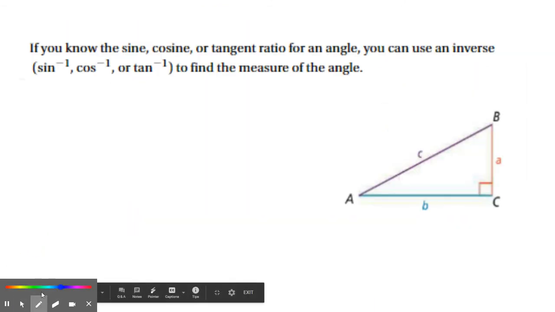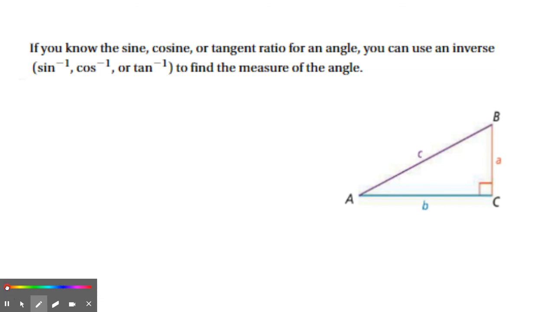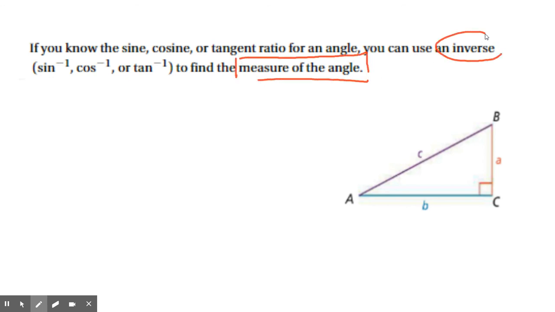Now, when we do our problems, there are two types of problems. Sometimes you're looking for a side length, and sometimes you're looking for an angle measure. If you're trying to find the measure of an angle, you need to use inverse trig. That is these three notations: sine to the -1, cosine to the -1, tangent to the -1, inverse sine, cosine, tangent.